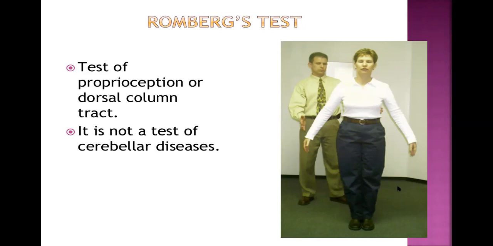Now one question comes here. Why do we ask the patient to close the eye? Why can we not ask the patient to keep the eye open and stand like that? If the patient falls even after opening the eye, this means the cerebellum is having a problem. In cerebellar disease, the patient falls even with the eye open. But this is not called the Romberg test. The Romberg test is always done after closing the eye, and this is the test of proprioception or dorsal column tract lesion.